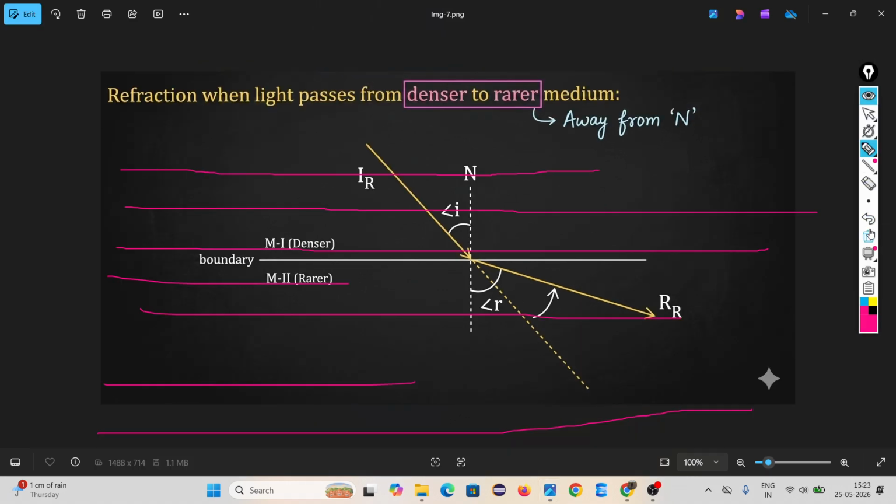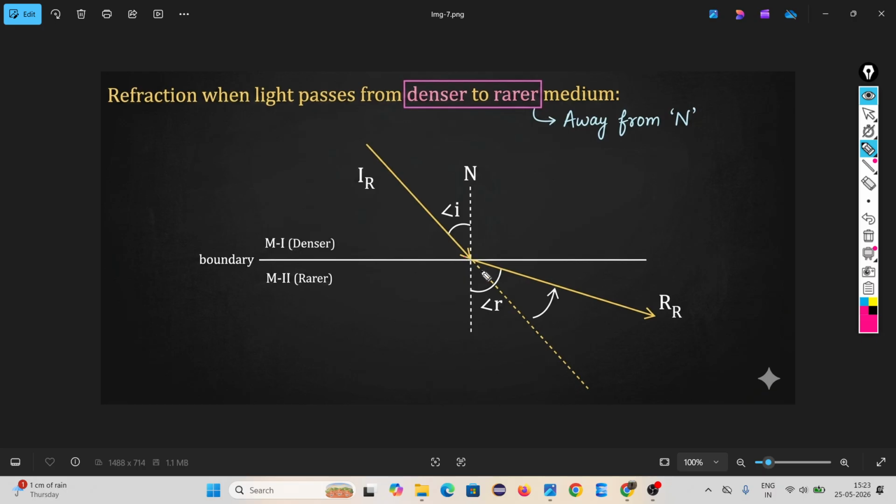Then in which condition? We know this is the straight line of a light, but it is coming from one medium to another medium, so it will change its path. So two conditions are there when the refracted ray is changing the path: it is towards the normal or away from the normal. When light is coming from one medium to another medium, it changes its path, but the question is whether it will change the path towards the normal or away from the normal. It depends upon the medium.